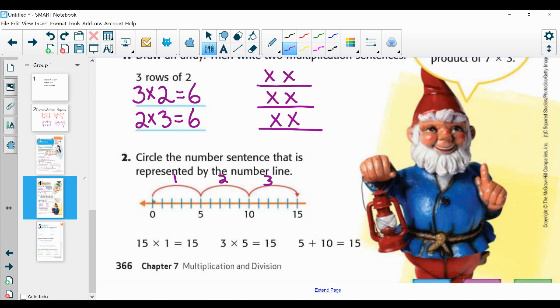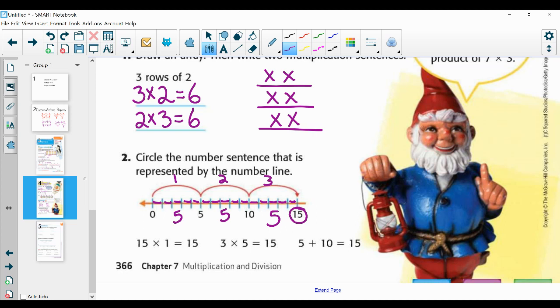Okay, so here's how you do it. 1, 2, 3, 4, 5. There's 5 in this hop. 1, 2, 3, 4, 5. There's 5 in this hop. 1, 2, 3, 4, 5 in this hop. Okay, so I have 3 hops of 5, and I ended at 15. So find the number sentence that goes with 3 hops of 5 equals 15. Pause your video while you look.